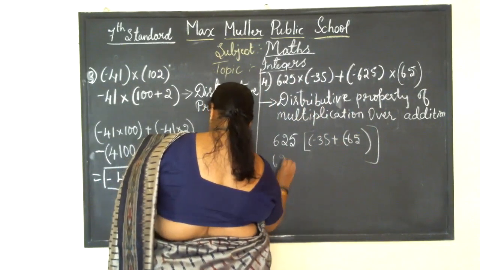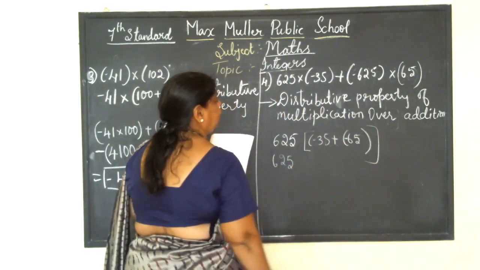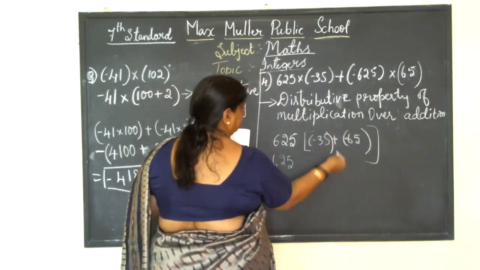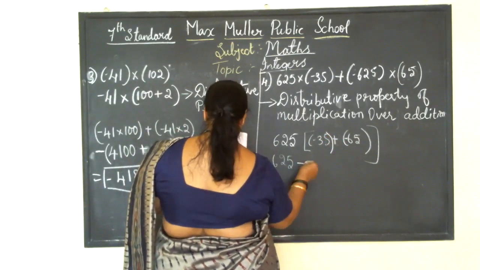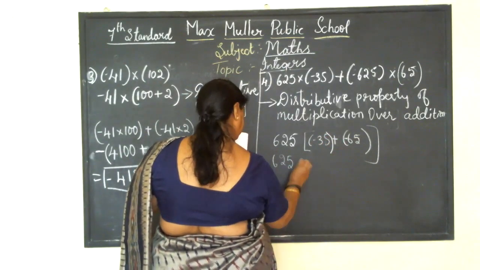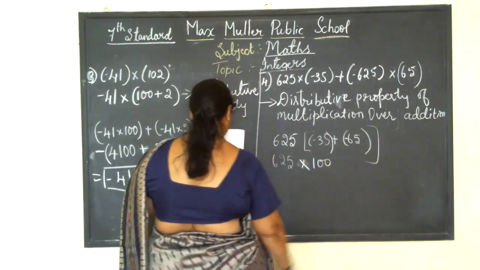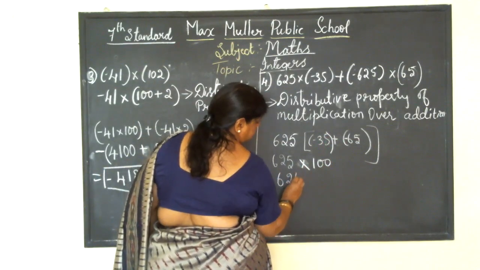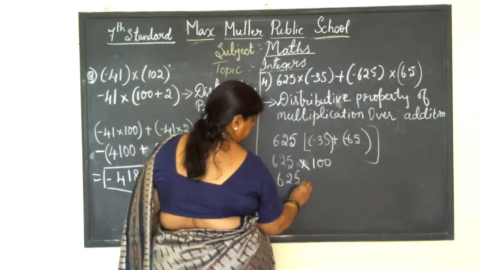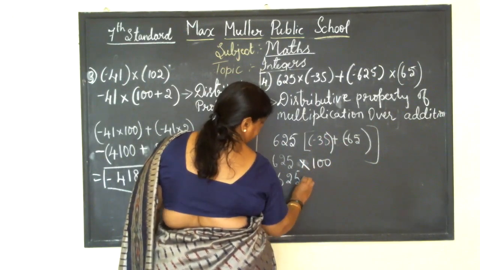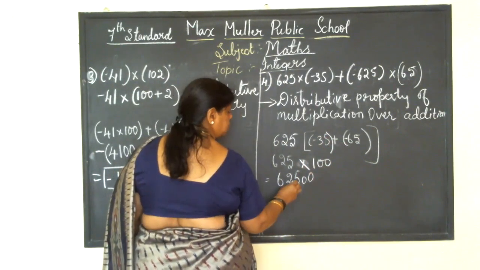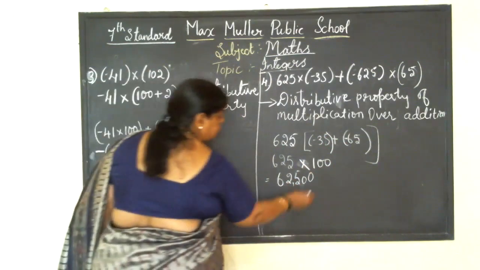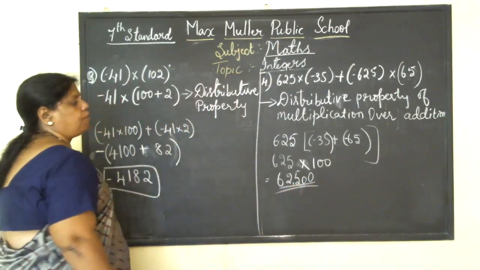Then 625. If we add both of it, what we get? 100 into 100. So you get 6,25,000. Sorry, 62,500. You get the answer 62,500.